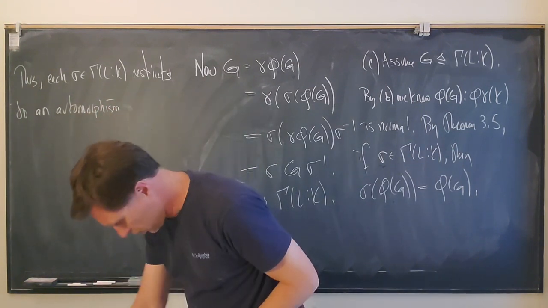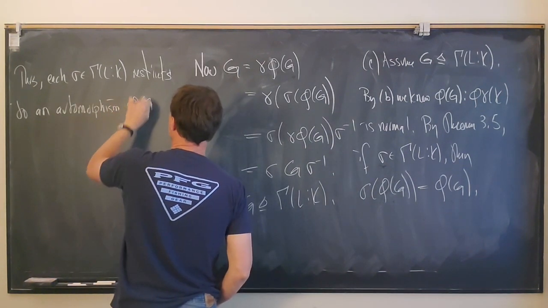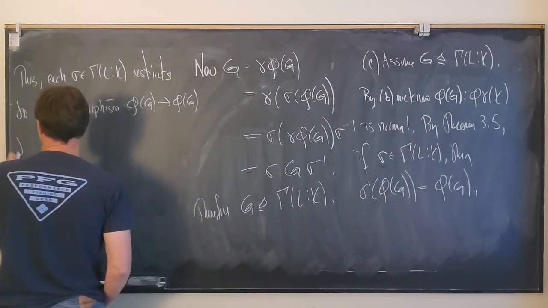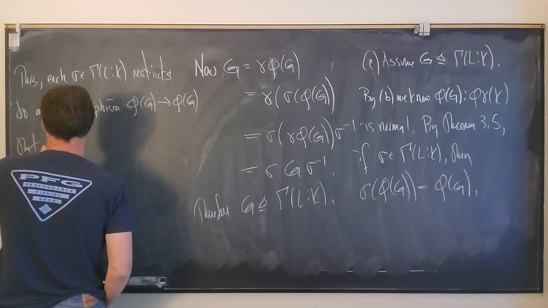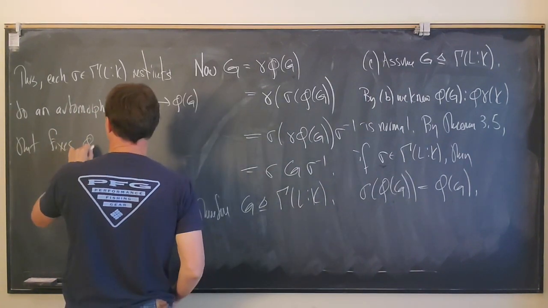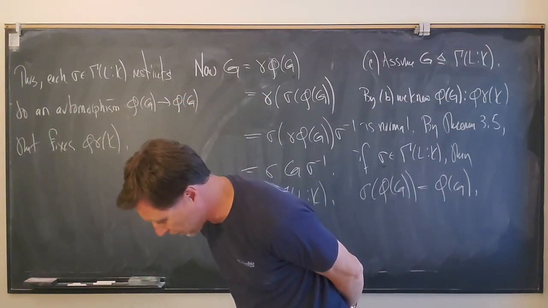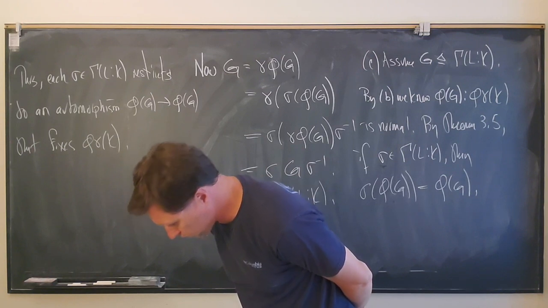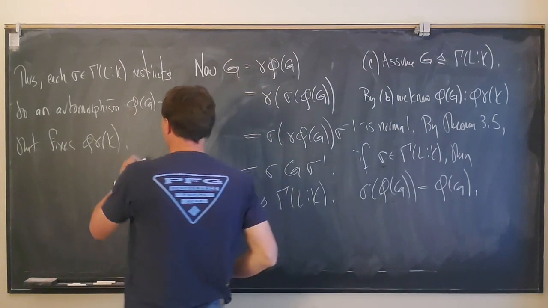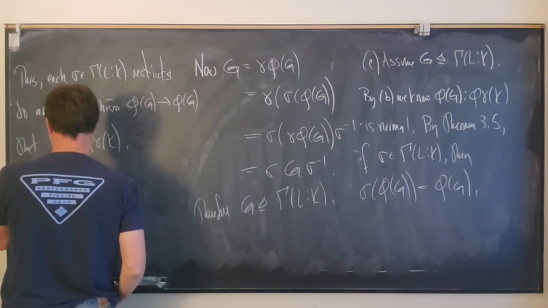restricts to an automorphism from phi of G to phi of G, and this automorphism fixes phi gamma K. Sorry, I said that backwards. Phi gamma K. So, and I want to describe this in an alternate way. Put another way.